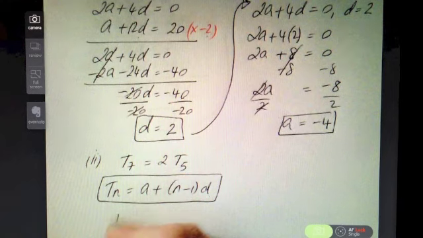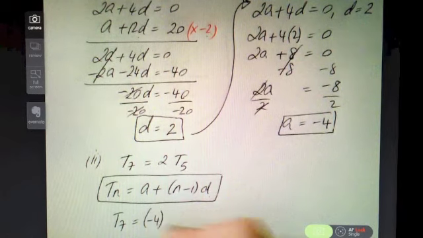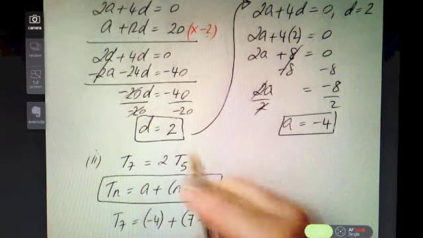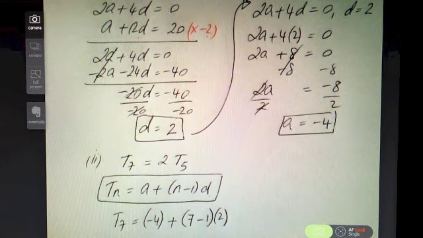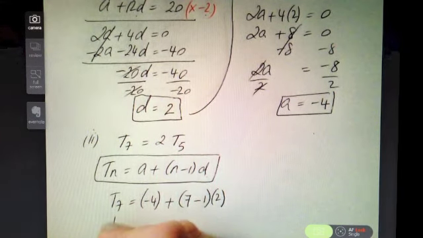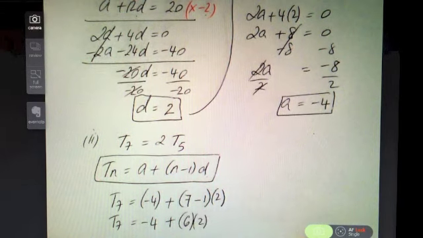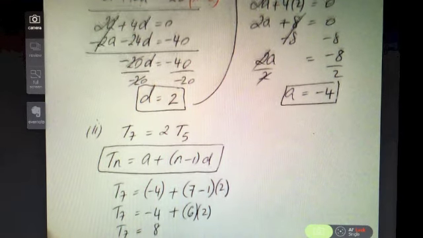So let's consider T7. A, I know, is minus 4. N, in this case, is 7, minus 1. And D, we know now, is 2. Put brackets around it. So what am I getting? T7 is minus 4 plus 7 take away 1 is 6. 6 times 2 is 12. 12 take away 4, or minus 4 plus 12, is 8. So T7, I know, is equal to 8.